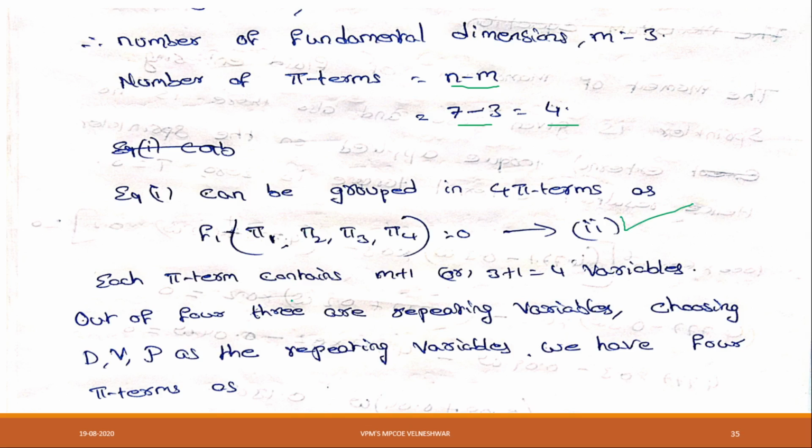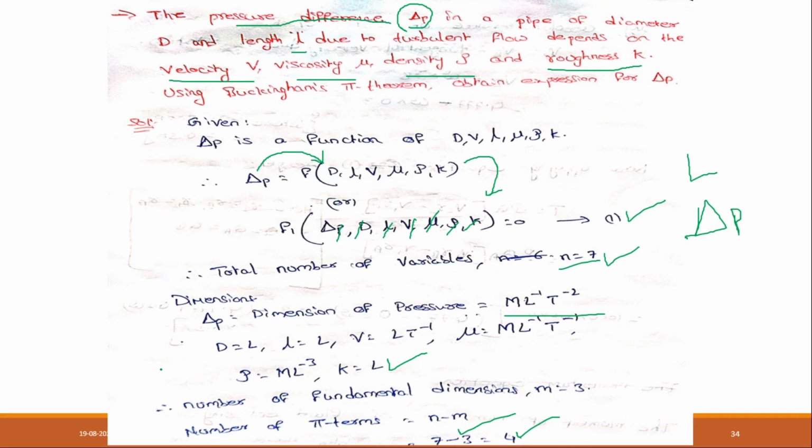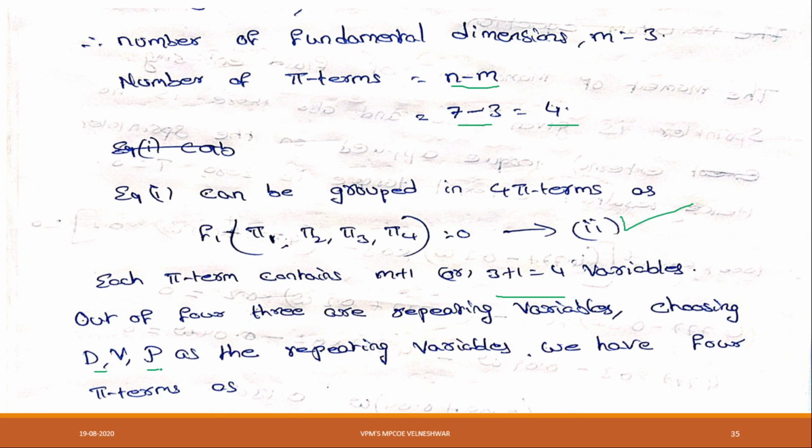Now each pi term contains m plus 1, that is 3 plus 1, 4 variables. Whatever pi term it is, pi 1, pi 2, pi 3, pi 4, that's why we are taking 4 variables here. Out of the 4, 3 variables are repeating variables. Here I am choosing D, V, rho. These are all repeating variables because D has dimension length, V has L into T power minus 1, and rho has M L power minus 3.